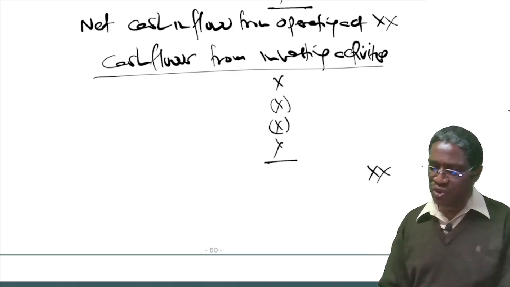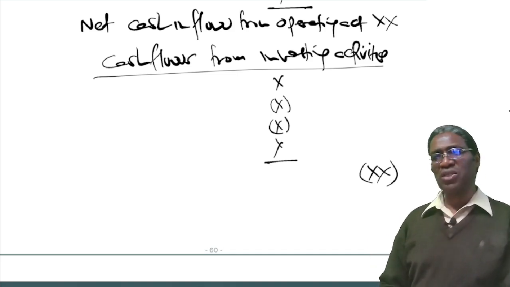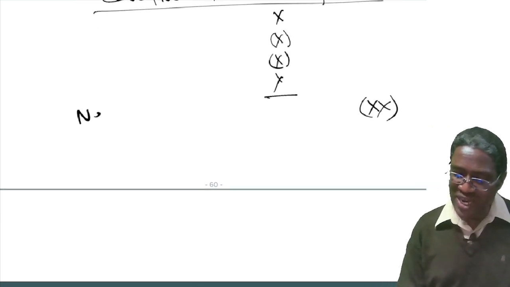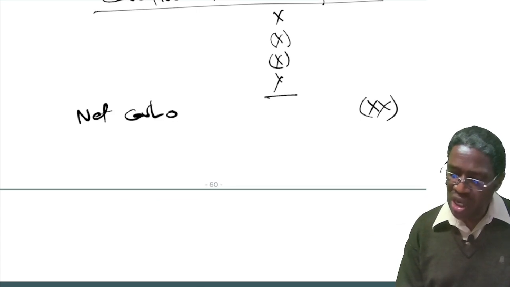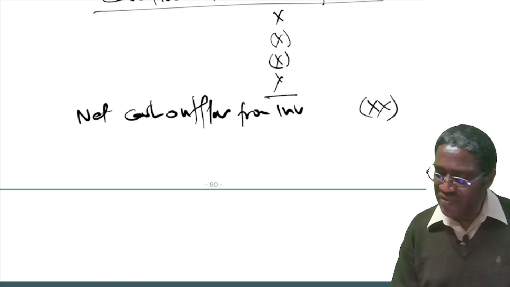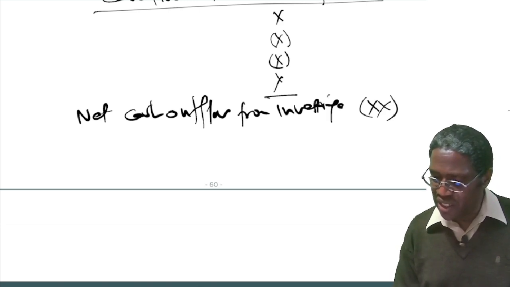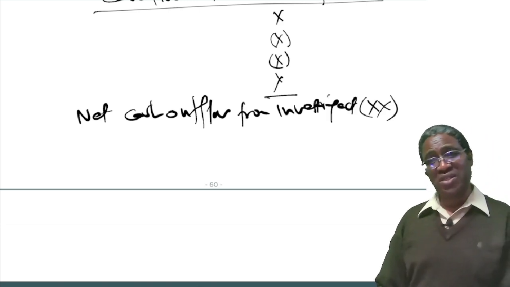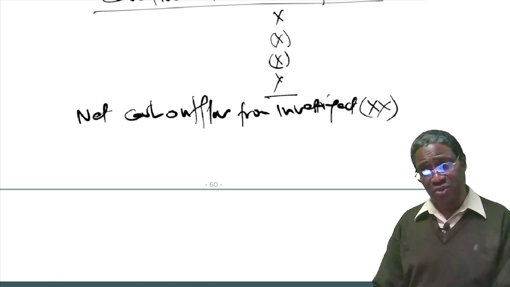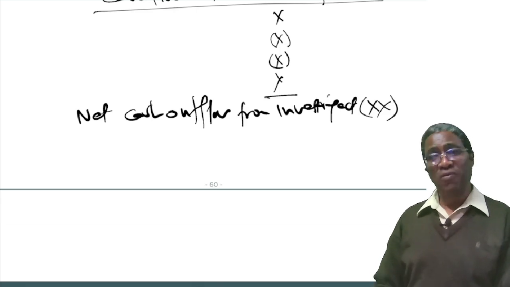Let me assume for now that your net amount was a negative. If it's a negative, then you will call it net cash outflow from investing activities. That's our second category of the cash flows.